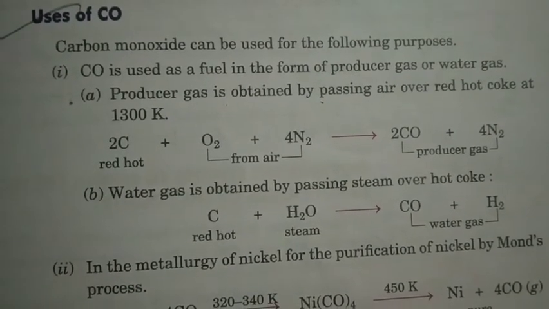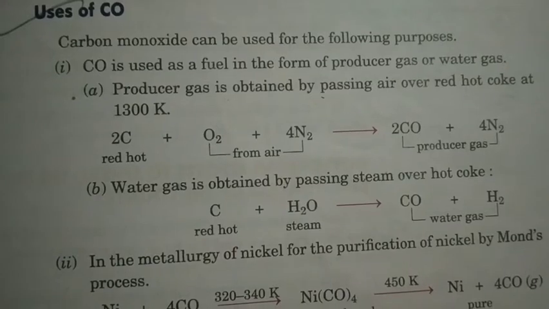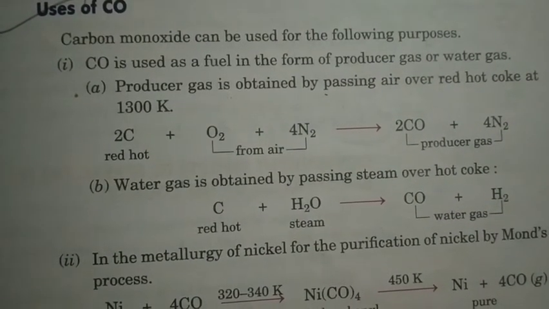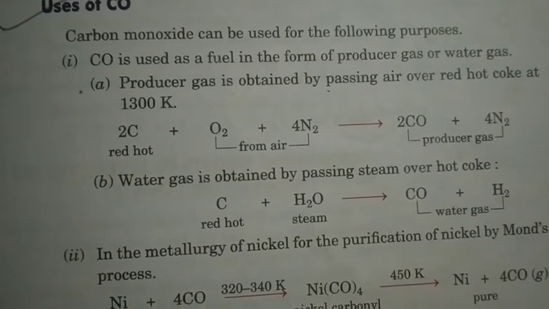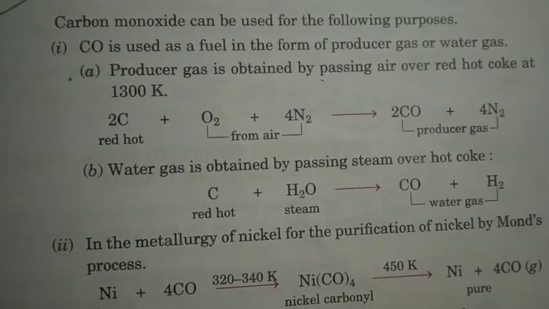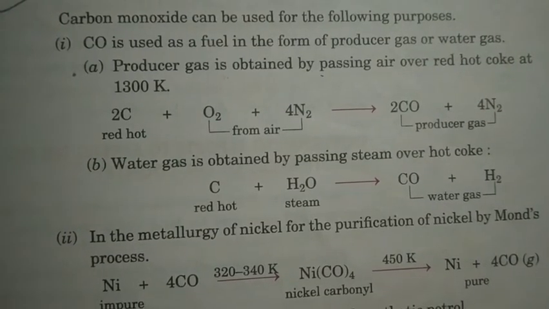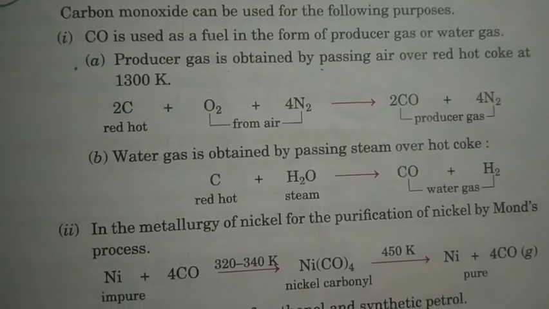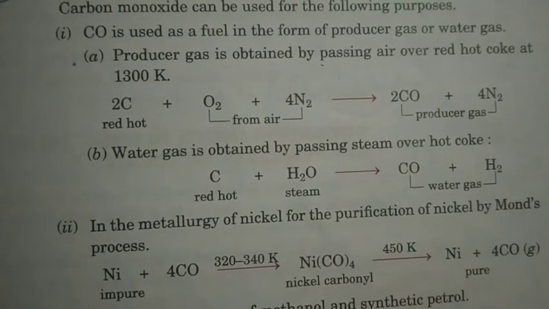Producer gas is obtained by passing air over red hot coke. Red hot coke, we call it only carbon at 1300 Kelvin. So when you supply this oxygen or nitrogen to this red hot coke, it forms producer gas. Now what is producer gas? It is a mixture of nitrogen and carbon monoxide.